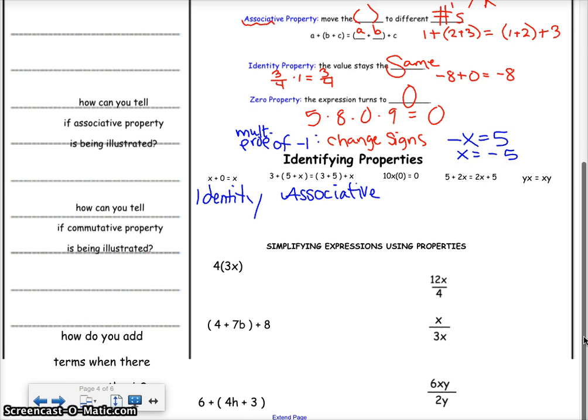Yep. 10x 0 equals 0. Zero property of multiplication. So this would be zero property because it turned to 0.